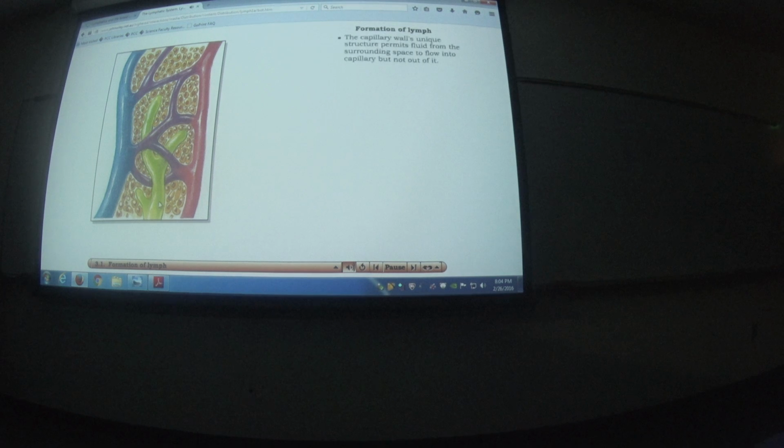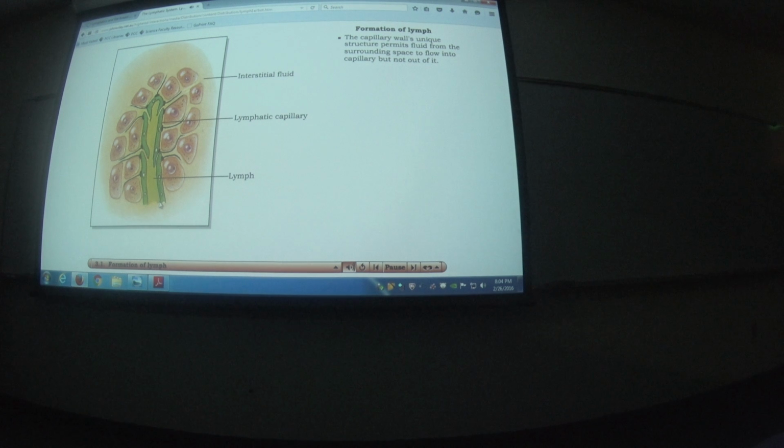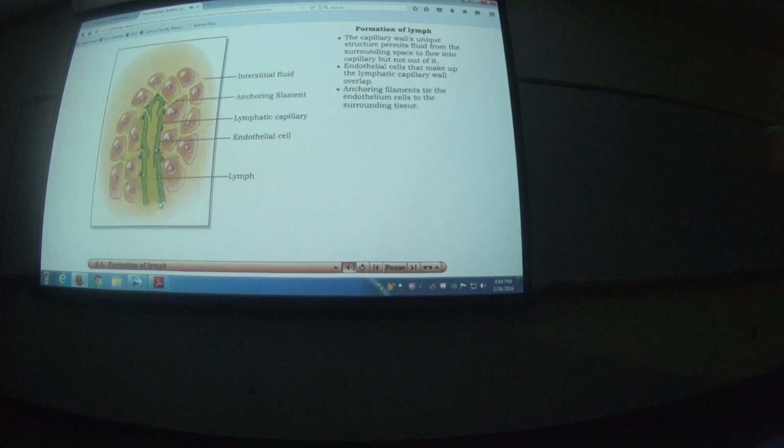unique structure of lymphatic capillaries allows fluid inflow from interstitial space, but not outflow. Overlapping endothelial cells make up the wall of the lymphatic capillary. Anchoring filaments hold the cells in place.